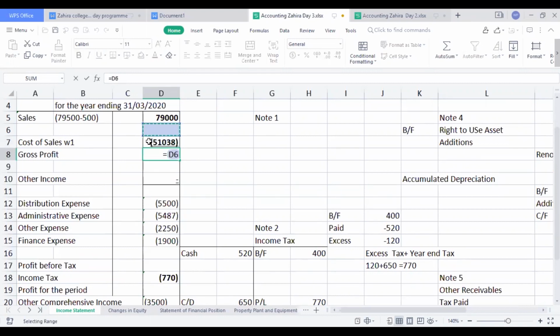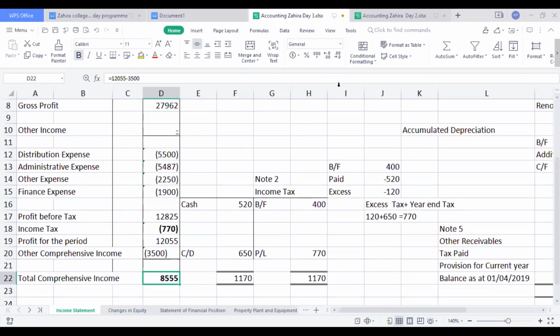So you got 79,000 minus 51,038. 130,000. Sorry, plus. Already deduction. So I have taken 27,962. Well guys, done then. We have almost done all the things.